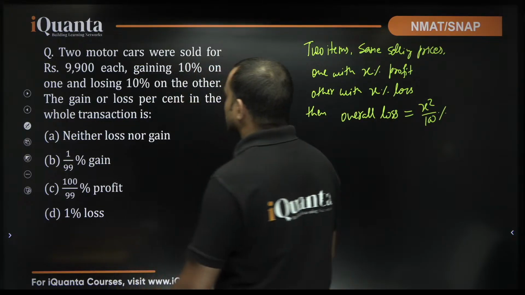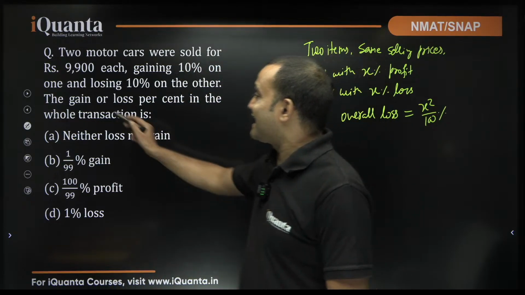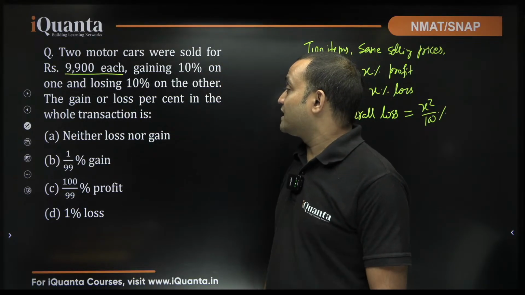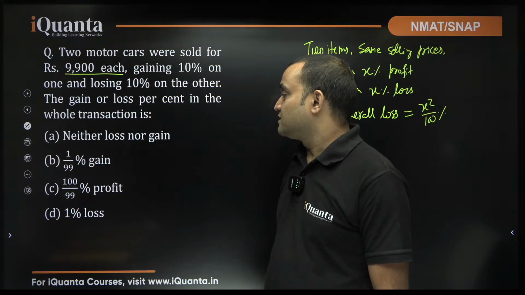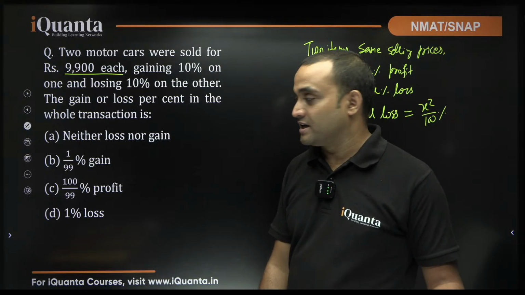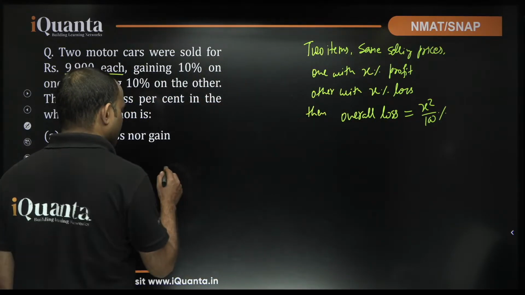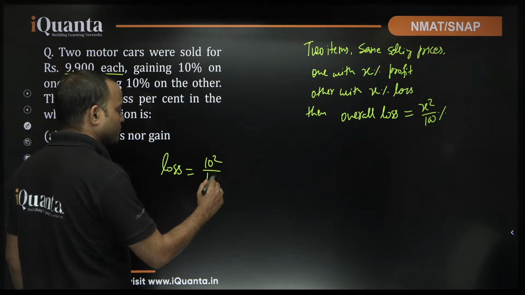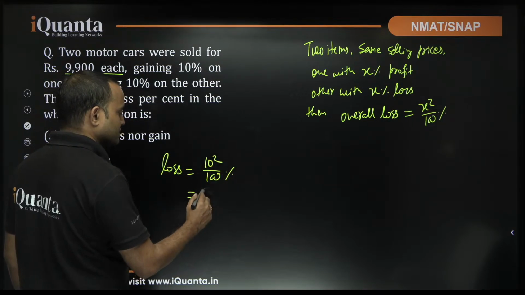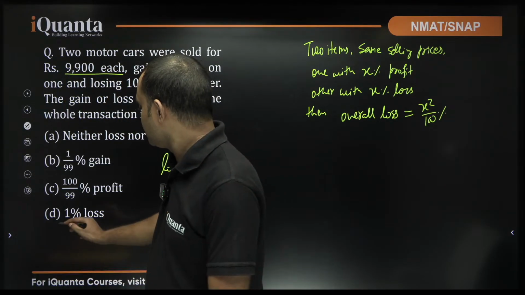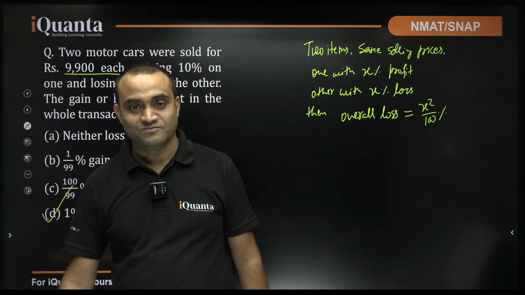It says two motor cars were sold for 9,900 each, gaining 10% on one and losing 10% on the other. The gain or loss percent in the whole transaction is, so what we can say, loss is equal to 10 square upon 100%, which is equal to 1%. You can use this direct formula here. Answer is option D.